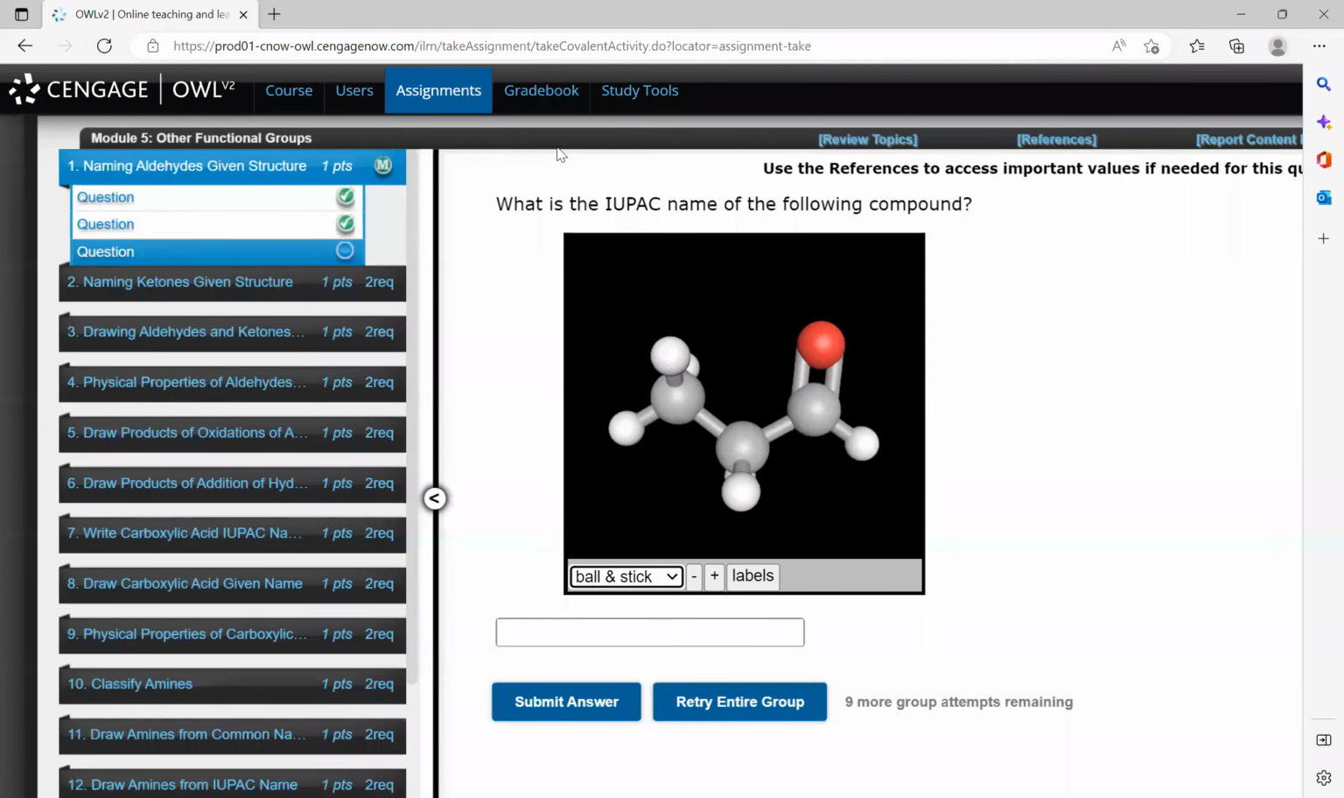All right, same thing here. Again, we'll do our longest chain, 1, 2, 3. And because we have an aldehyde, this will be prop, and for the 3 carbons, al.